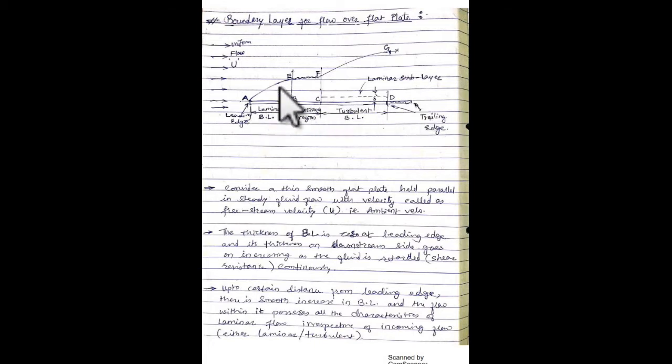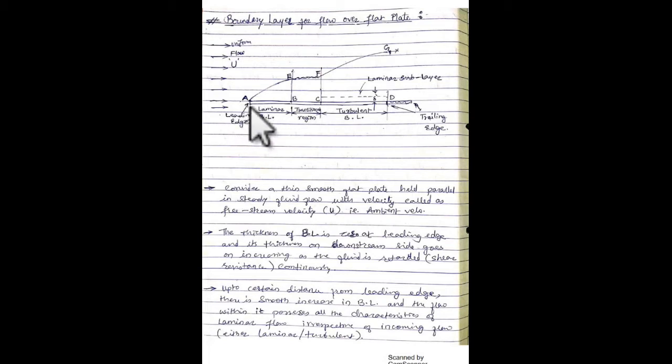The fluid flows over this plate, and we can see the pattern of the fluid flow is different at different sections. Initially from A to B, there is a laminar boundary layer. From B to C, there is a transition phase, and from C to D, there is a turbulent phase. Also in the turbulent phase, we can observe this dotted line, where the laminar sublayer formation is taking place.